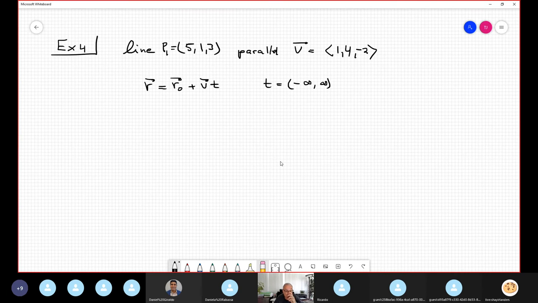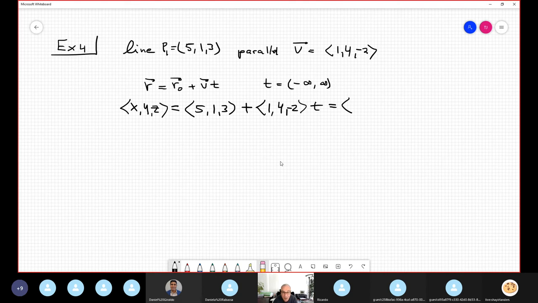Okay, so now my R vector is x, y, z. It is equal to the position, I convert the point immediately to the position vector. So it's 5, 1, 3, plus the direction vector, which is 1, 4, -2, times t. Done! You can leave it like that, this is perfect. However, some people prefer the vector this way: 5 + t, 1 + 4t, 3 - 2t. It is more elegant, compact in one vector equation. This is a vector equation.